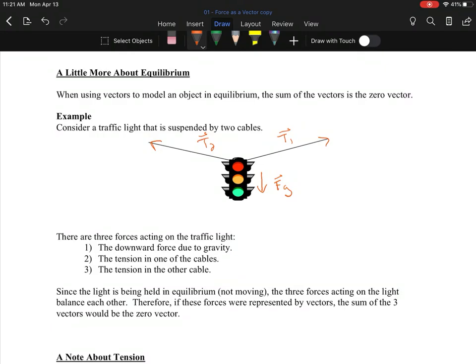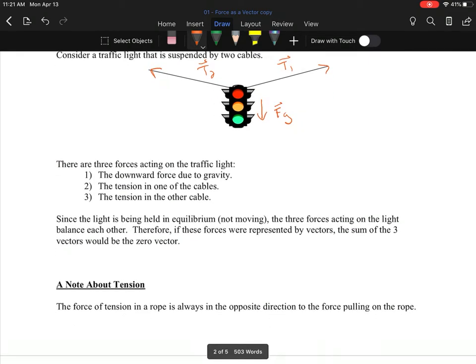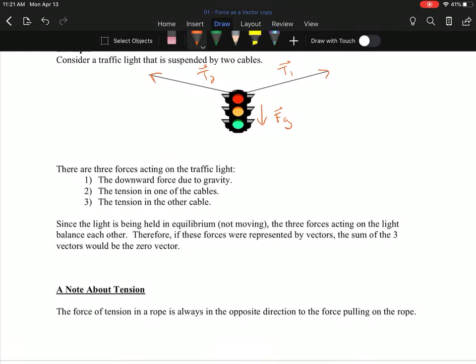Since the light is being held in equilibrium, the three forces acting on the light balance each other out. Therefore, if these forces were represented by vectors, the sum of the three vectors would be the zero vector.